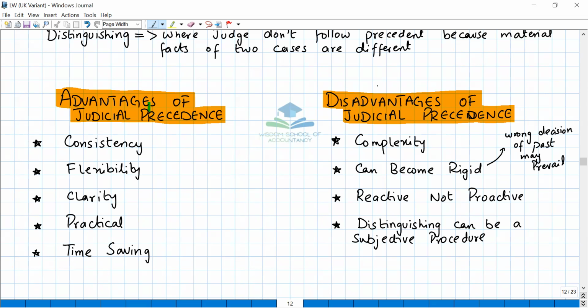And the last thing is distinguishing can be a subjective procedure. It is hard to distinguish. It is hard to identify whether the material facts of the two cases are different. So it can be a very subjective procedure. It depends upon the nature of the judge, how he considers the facts of the cases, whether he considers them to be identical, interlinked, or significantly different. So it's subjective to the judge. So this is the disadvantage of judicial precedent. Any question?